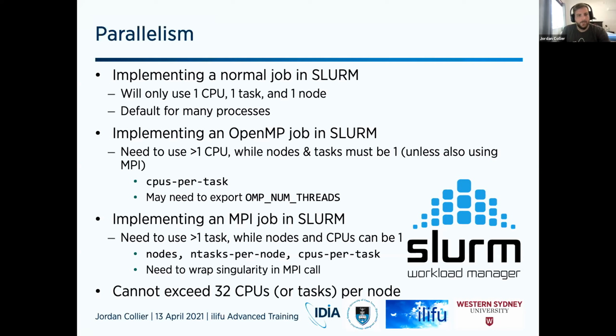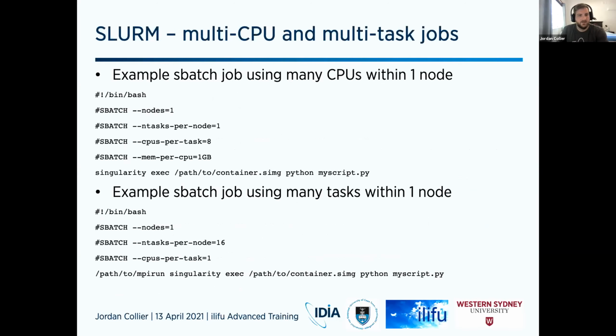We could also implement an MPI job on SLURM. This is where we'd set tasks to be more than one, while nodes and CPUs could be set to one or could be more than one if it supports multiple CPUs and multiple tasks. So here we're setting nodes, ntasks per node, and CPUs per task. And you need to wrap this in an MPI call. And for all of these, the product of your tasks per node and your CPUs per task cannot exceed 32, since this is the number of CPUs on a node.